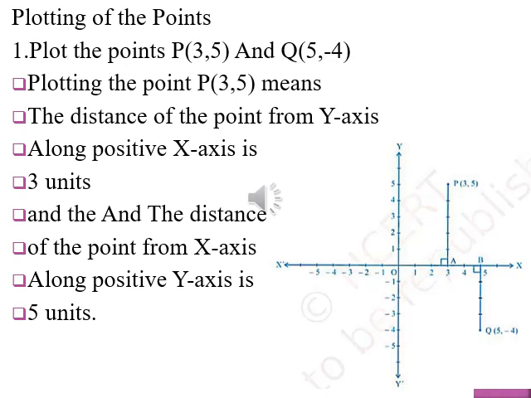Then write the names as x and x dash, y and y dash. As P is (3, 5), that is, the x coordinate is 3, so see here on the number line, that is the x-axis, 3, and y is 5. So P(3, 5) you can plot here as shown in the figure. Same way you can plot the point Q(5, -4).